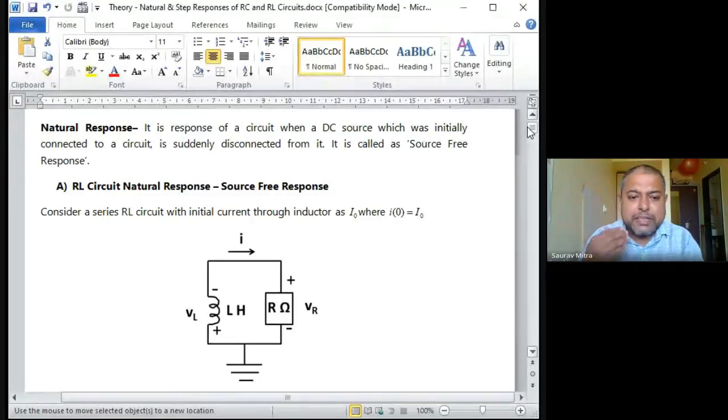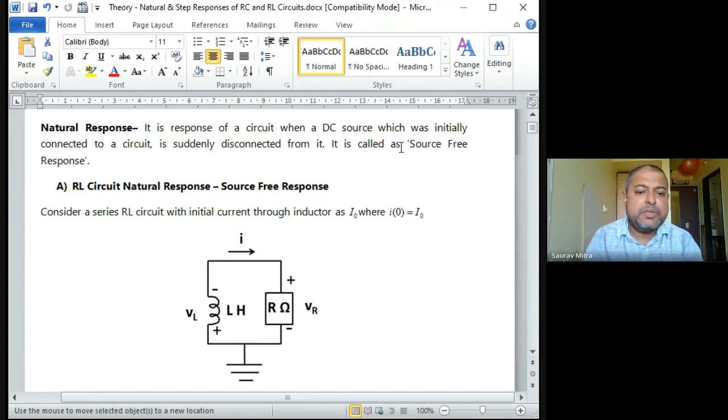So after charging the inductor, how do I define what is meant by natural response? It is the response of a circuit when a DC source, which was initially connected to the circuit, is suddenly disconnected from it. And then we check, in the source free response, how the circuit current changes from high to low. That is actually called the natural response of that circuit. Now the circuit can be RC, RL, or RLC.